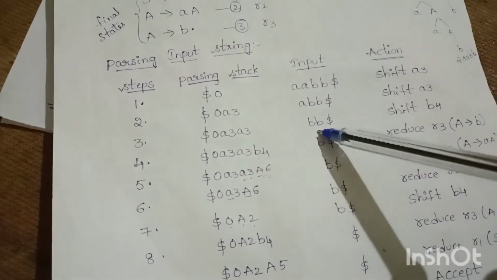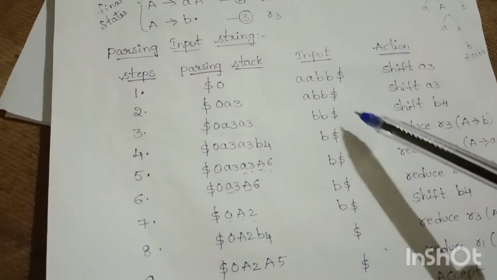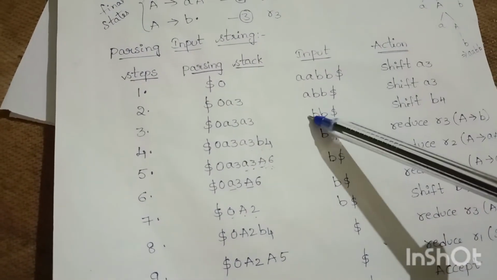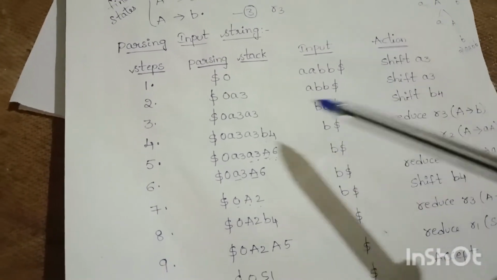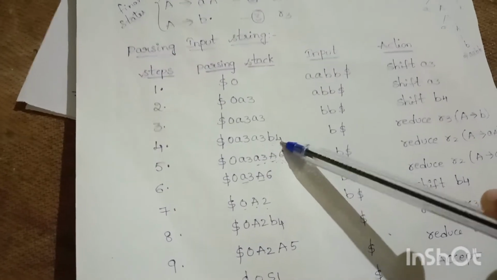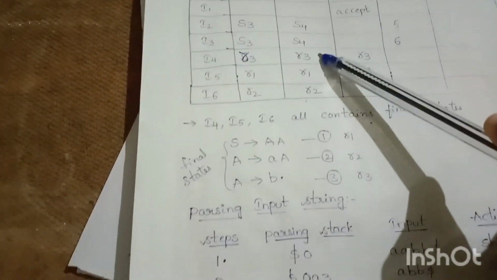Now again check this: 3 on B. What do you have here? Shift 4. So that is the action you need to write here. What do we need to shift here? B. Shift B4. So B4 is being shifted here. Now 4 on B, check here: reduce 3.